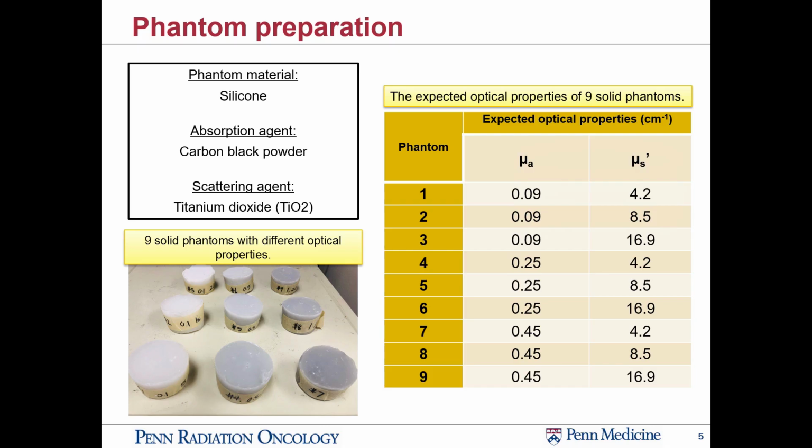So this is the set of tissue phantom we're using. We have 9 solid tissue phantoms with known optic properties. The mu A ranges from about 0.09 to about 0.45. Mu S prime is from 4 to about 16.9. So it's a full range which covers roughly the range of tissue optic properties. A little bit less than that, but it's a pretty wide range. And the phantom is made of silicon, carbon as absorber, and titanium oxide as scatterer.